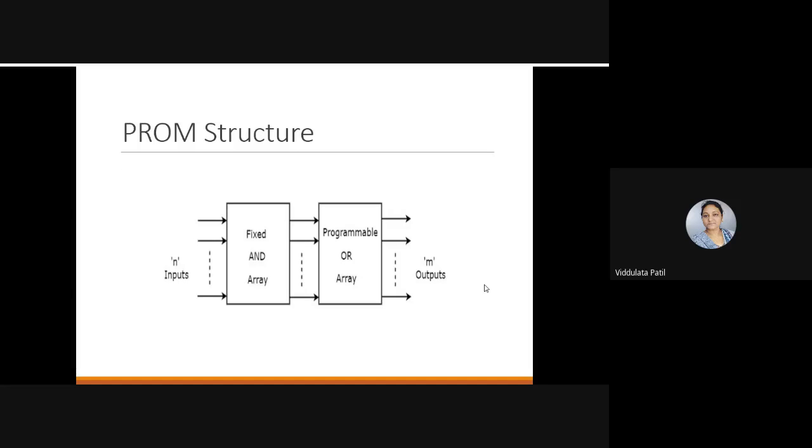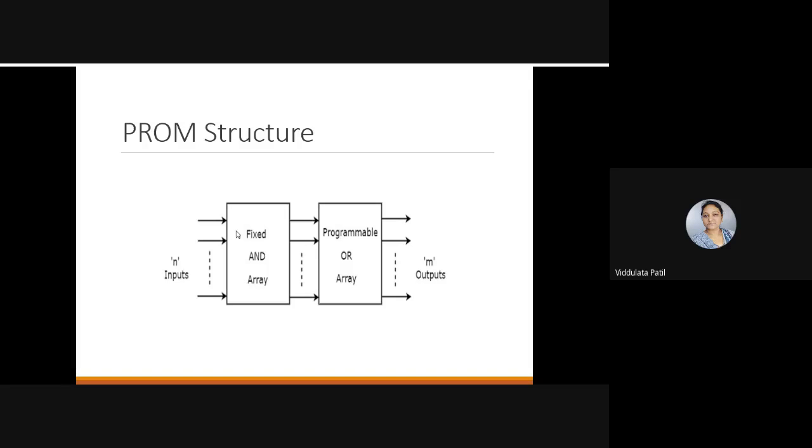As I discussed earlier, this PROM structure has a fixed AND array and a programmable OR array. If there are n number of inputs, for this fixed AND array we will get 2 raised to n outputs. That means this fixed AND array is a decoder in this circuitry, because a decoder gives 2 raised to n outputs for n inputs.